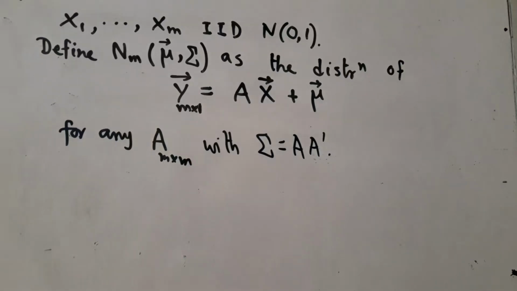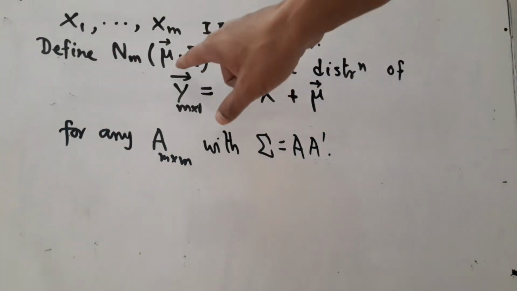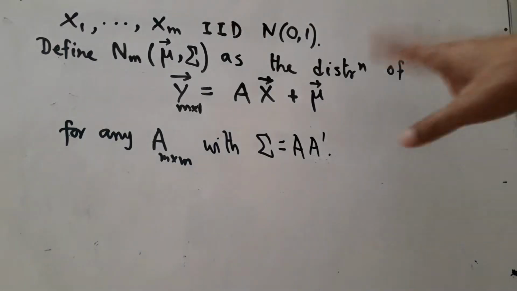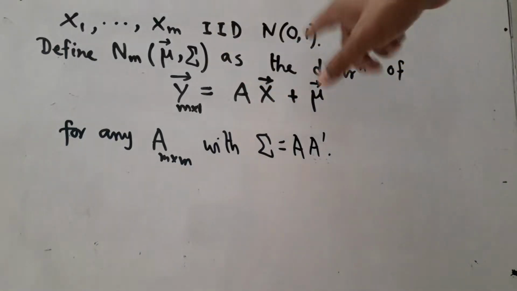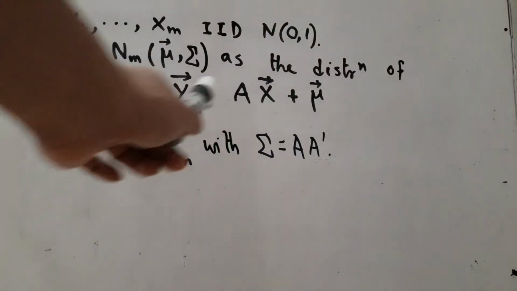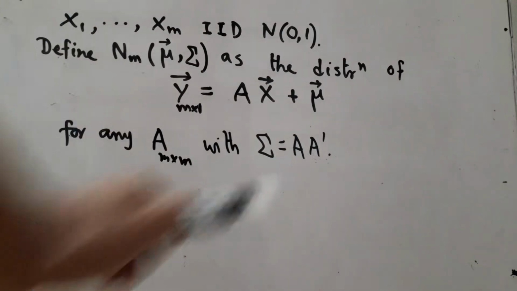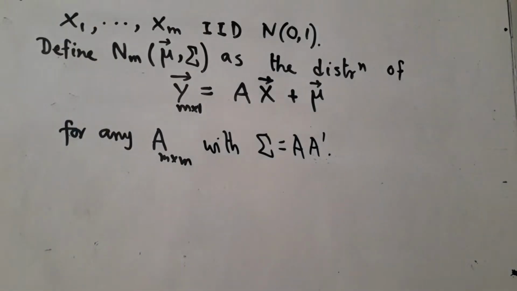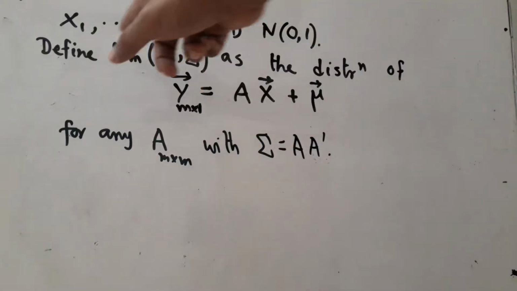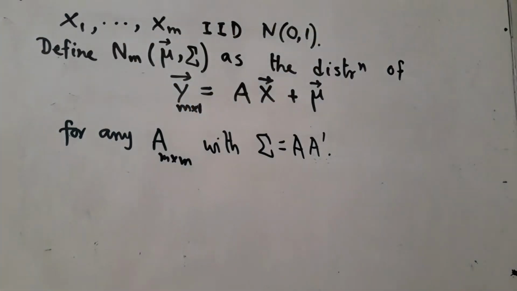In this video, we are continuing with the topic from the last video where we had defined the multivariate normal with parameters mu and capital sigma like this. We started with x1 to xn IID normal 0, 1. Then someone gave us mu and capital sigma. Then we constructed a random variable as AX plus mu, where A is any m by m matrix with sigma equal to AA transpose, and declared the distribution of this to be the multivariate normal.